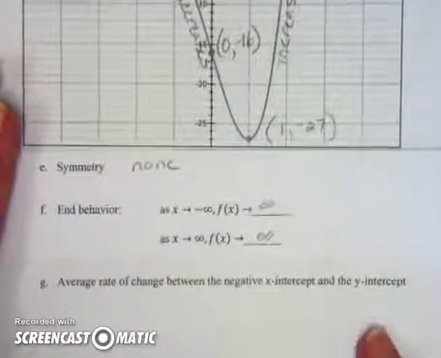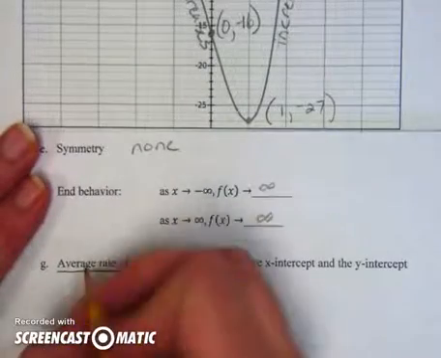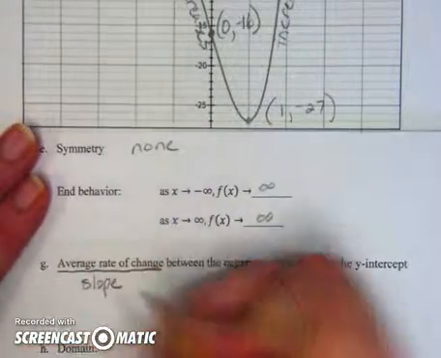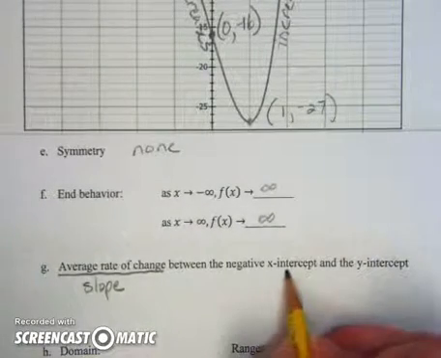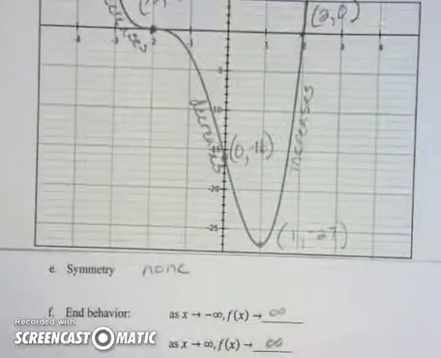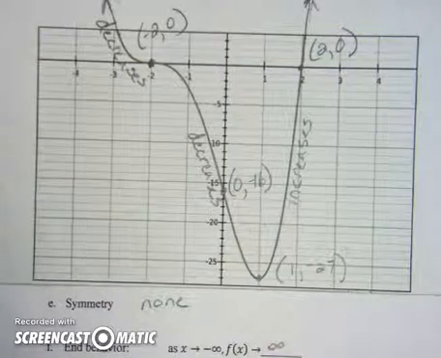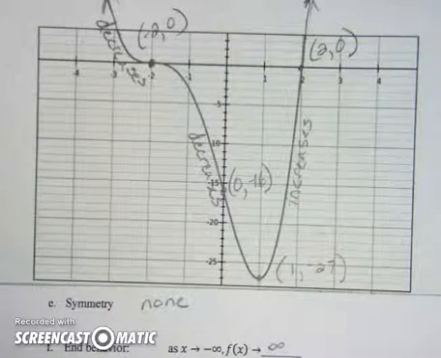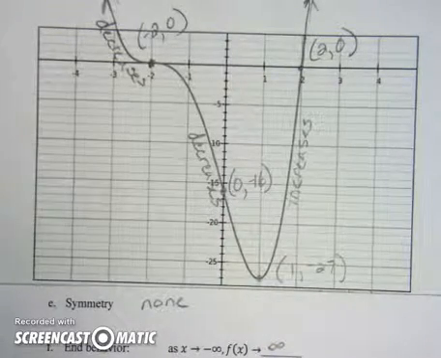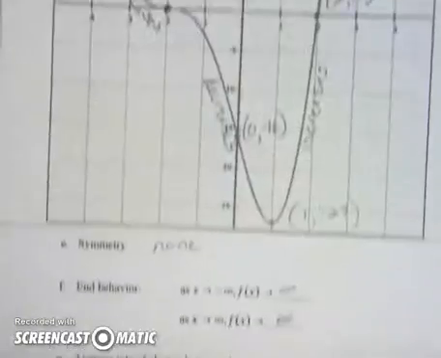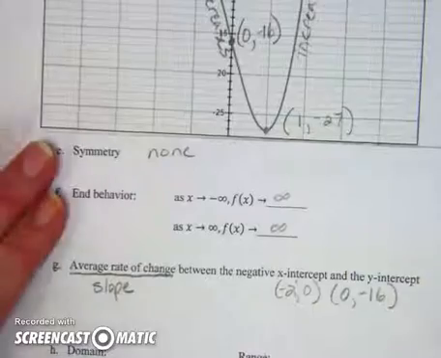Now the average rate of change sounds really intimidating, but all that really means is slope. We are finding the slope between 2 points, between the negative x-intercept, which is (-2, 0), and the y-intercept, which is (0, -16). So I wrote those 2 points down, and we are going to find the slope.